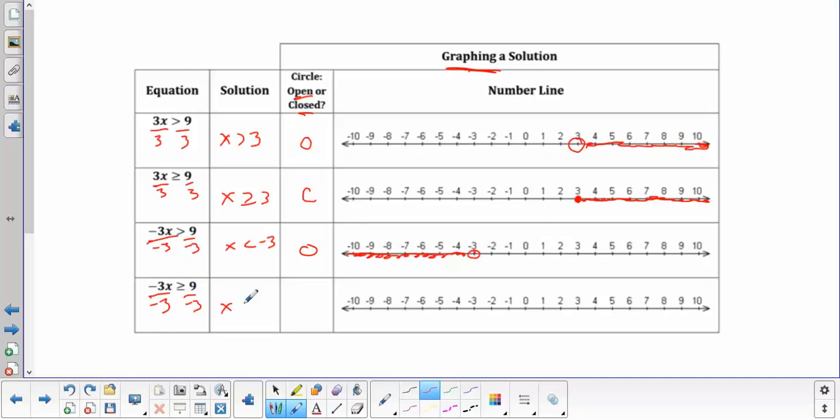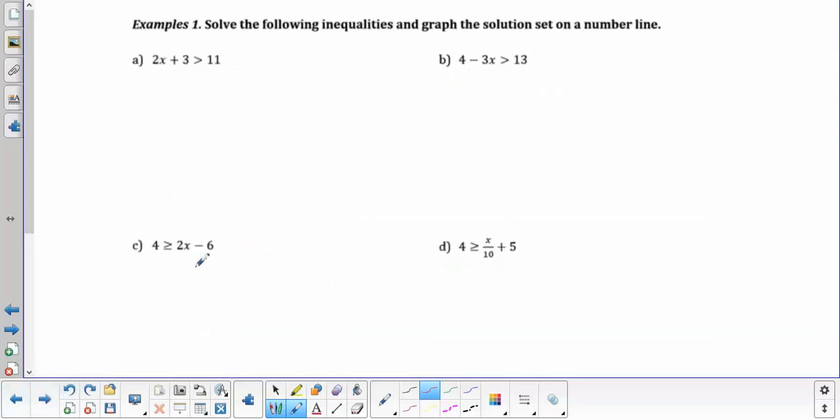Once again, flip your sign. Less than or equal to, this gets a closed circle. Negative 3, let's make that a solid dot. And let's go less than, there we go, piece of cake. Alright, once again, if I'm going too fast, please pause the video and pick up as you need.